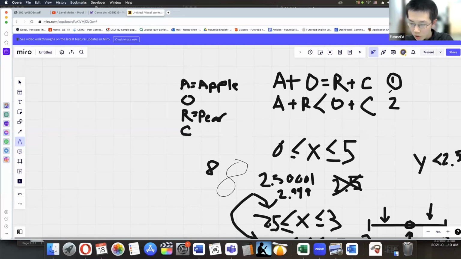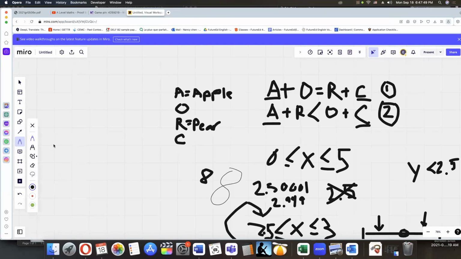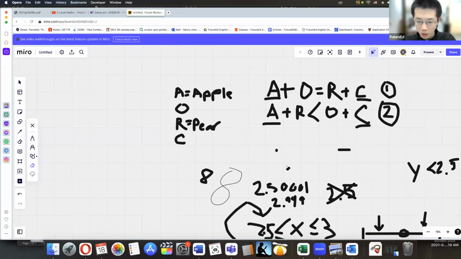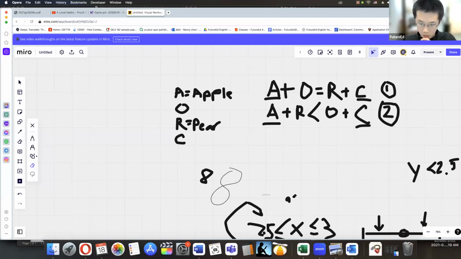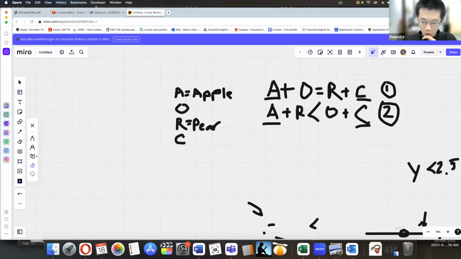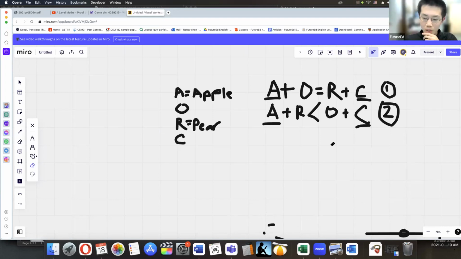Do you notice anything interesting about these two equations before I write the third one down? Can you tell me anything interesting about equation 1 and equation 2? They both have C's at the end. What about at the beginning? They both have A's at the beginning. And what happened to the O's and R's? They swapped places. So if they swap places, what can you tell about that? Nothing really.